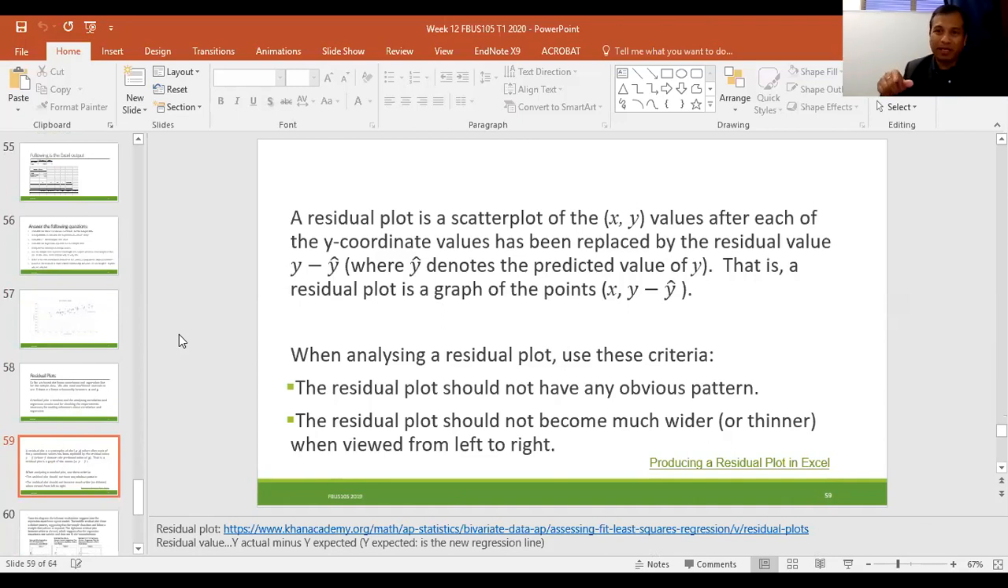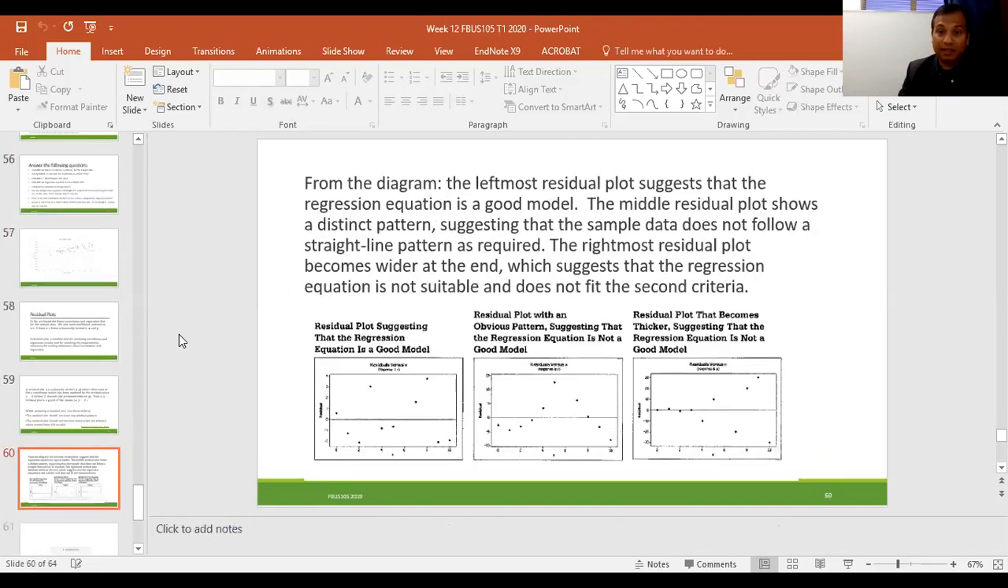You have to plot x and y. So you keep x as x, but instead of y, you put y minus y hat. Y hat is the value you get using the regression line, and y is the value which is given. Like if one point is given as 2, 2, then y is 2, x is 2, but y hat you will calculate using the regression line. If you do that, you'll get the residual plot.